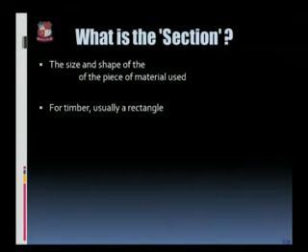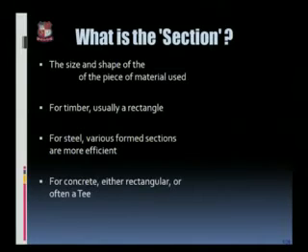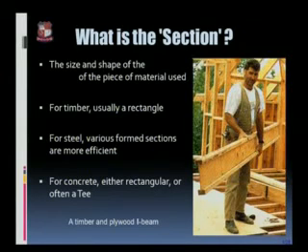So the size and the shape of the piece of the material used: for timber, generally it is a rectangular shape. For steel sections, we use generally I sections or T sections, or channel sections or angle sections. And for concrete, we use either a rectangular section or often a T shape. You can see the I section over here.